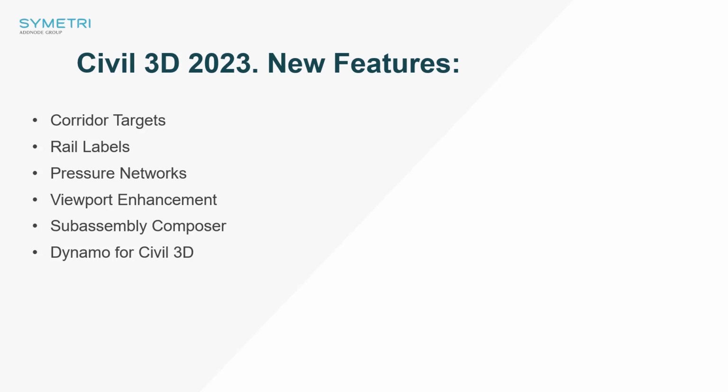A new node in Subassembly Composer, the auxiliary curve. And we'll finish with Dynamo for Civil 3D with a new interface, some new nodes and some improved nodes, and different ways of working with ports, wires, and groups.